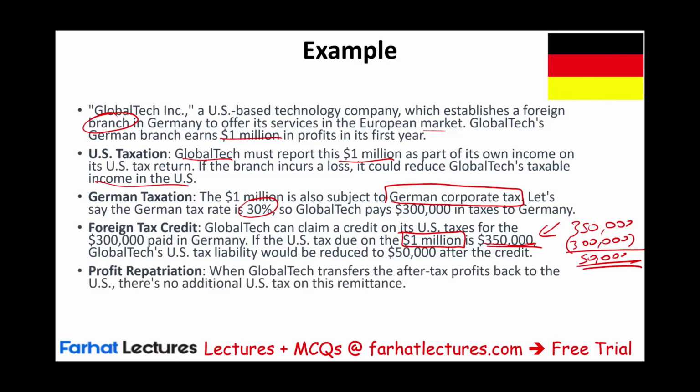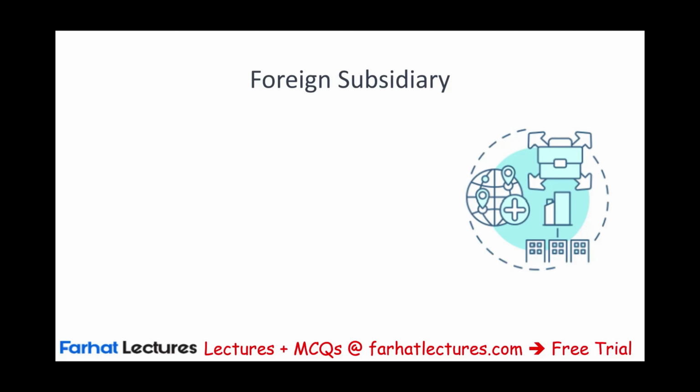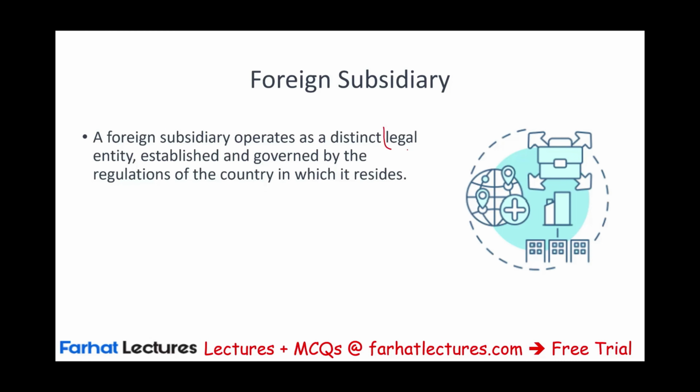Now, eventually, when Global Tech transfers the after-tax profit back to the US, there's no additional tax. It could be 2-3 years down the road. One more time, Germany might levy a branch profit tax on the remitted income. They might ask you to keep some money, a form of withholding. That's a different story. Now let's talk about foreign subsidiaries. A subsidiary is different than a branch. Subsidiaries operate as a distinct legal entity. It's not an extension of the company.